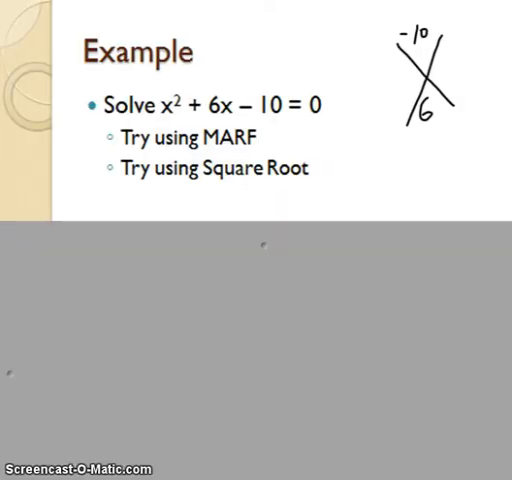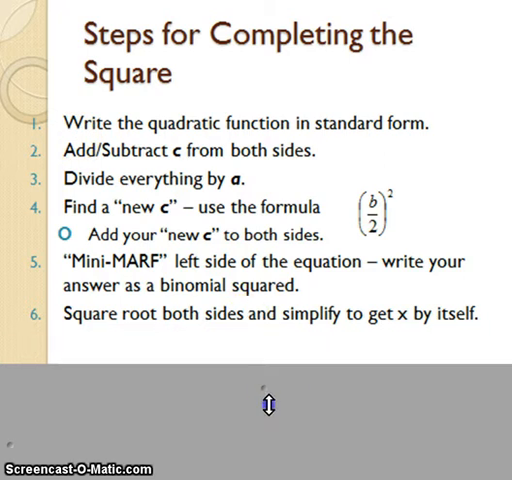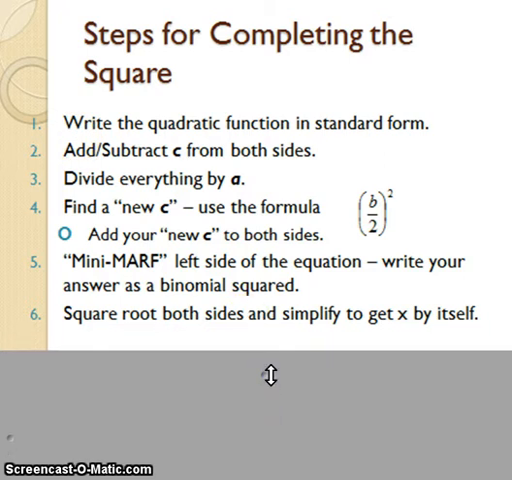All right. Now here are the steps we need to do to complete the square. We're going to write the quadratic function in standard form. That means we'll write ax squared plus your bx plus c. We will move c to the other side of the equation. It will be set equal to 0 in standard form.